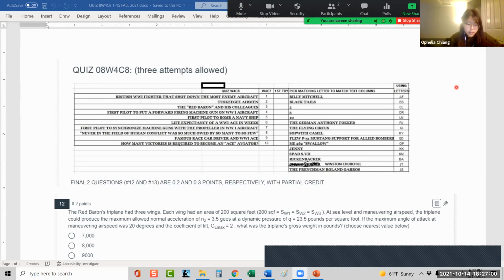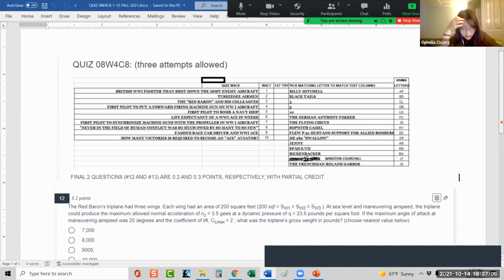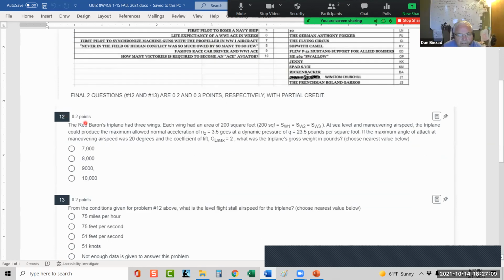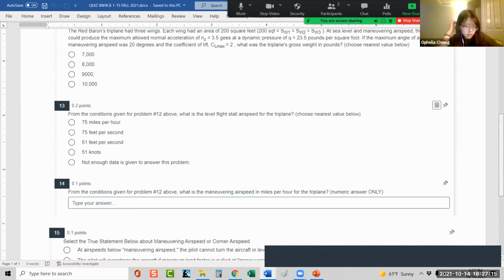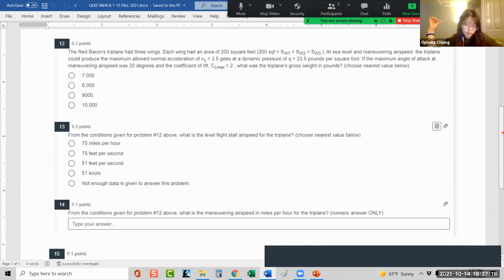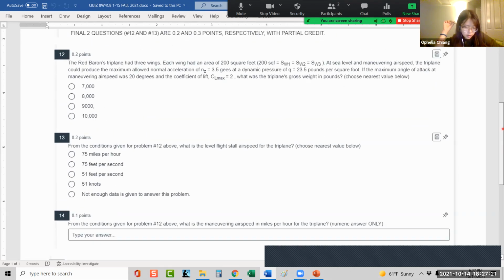For number 12, we did it right. We got the 8,000 using the equation that you were showing us in class. But for 13, we tried substituting G's from 3.5 to 1 and then solving for V squared. Okay, now 13, you want the same conditions as up here, except it says level flight stall. So from the conditions for 12, what is the level flight stall airspeed?